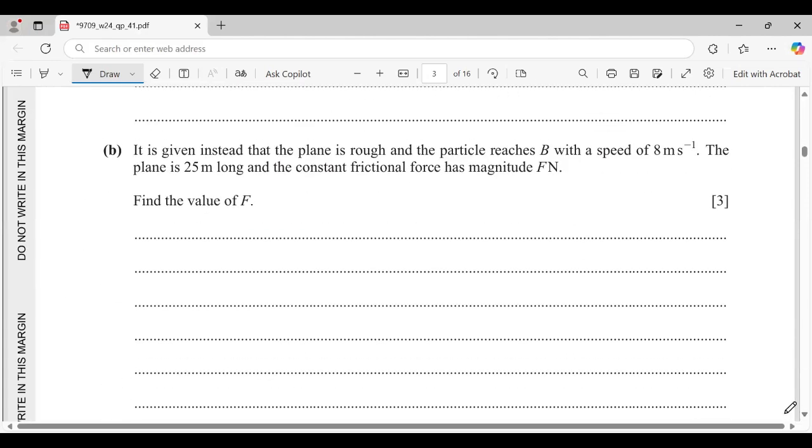Next question, B. It is given instead that the plane is rough and the particle reaches B with a speed of 8 meters per second. The plane is 25 meters long, and the constant frictional force has magnitude F newtons. Find the value of F. We will use the work energy principle. It means the initial potential energy equals the final kinetic energy plus work done, of course, against friction.